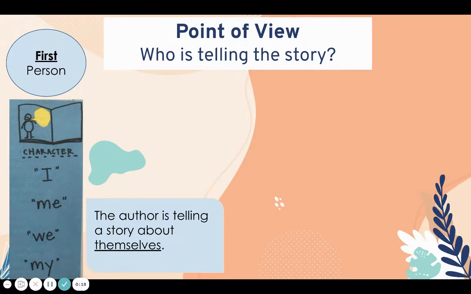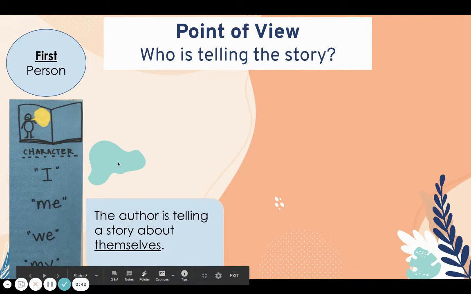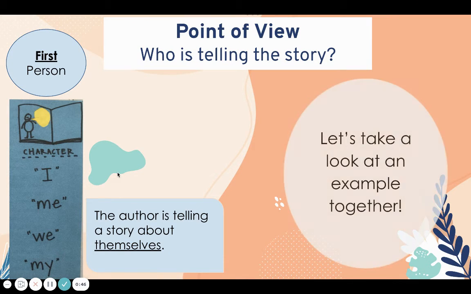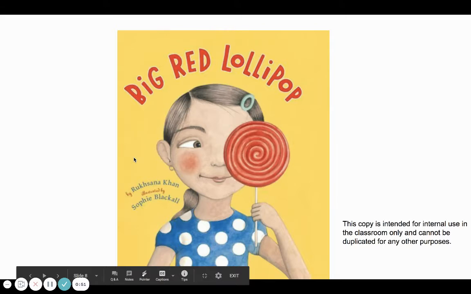We're going to start by taking a close look at a story being told in first person. That's when the author is telling a story about themselves. The character is the speaker, okay? The character is the one telling the story. That's I. You'll see lots of keywords like I, me, we, and my throughout the story because the character is the one telling the story. Okay, so let's take a look at an example together and remember to keep an eye out for these keywords.